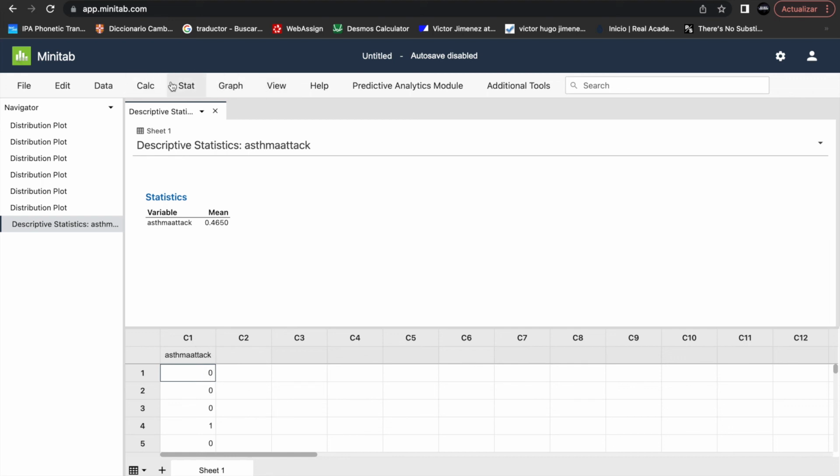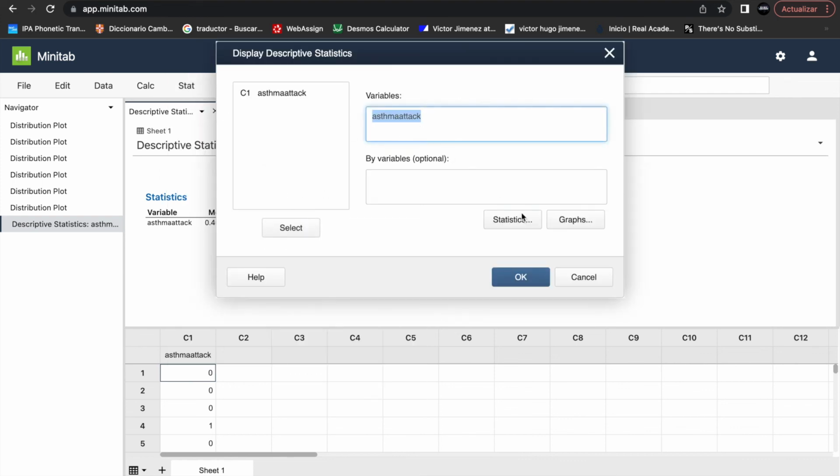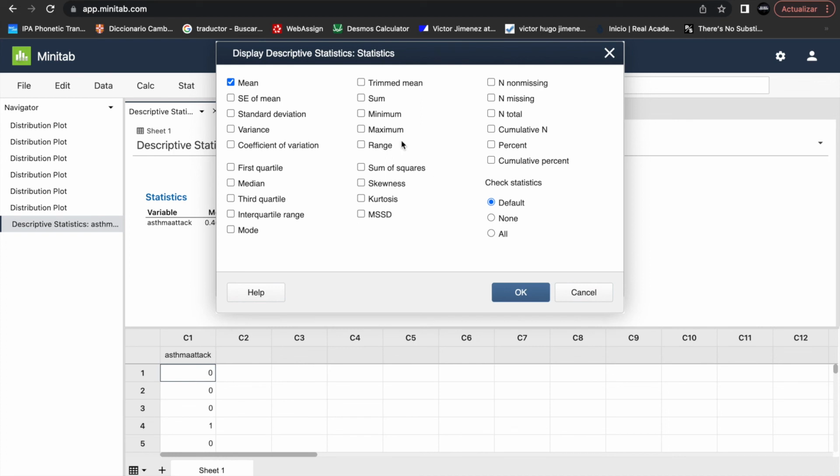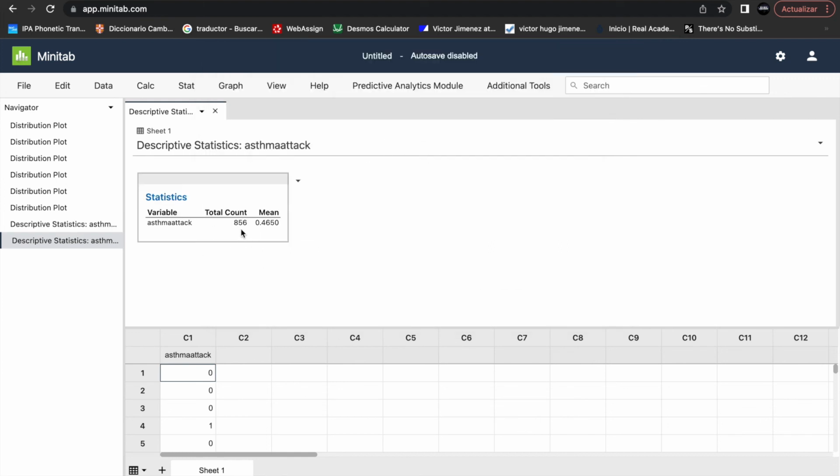So go to Stat, Basic, Display Statistics. Here we have a command to count the number of values. So this one, N total. You see? Choose this option, N total, here, this one. And then OK, and then OK, and you're going to have the mean and the total, 856. So we have 856.